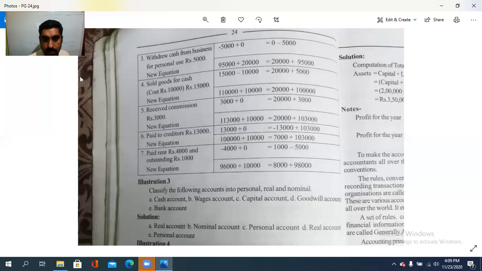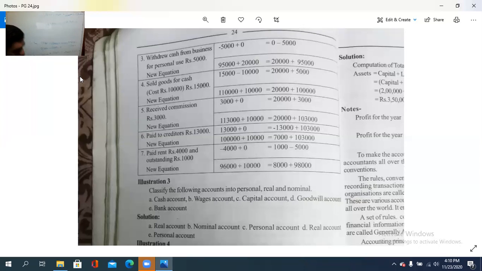133,000 is equal to, isn't it? So how much? 1,13,000 plus 10,000 is 1,23,000, which is equal to 1,23,000 here also. This is the new equation derived.